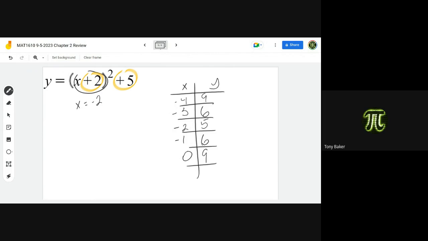If you do the other ones, you can check those out. That'll give you your check to make sure you've done it correctly because they should match up. If they don't, then you've made a mistake somewhere. All right, those are things you can use to check your work.